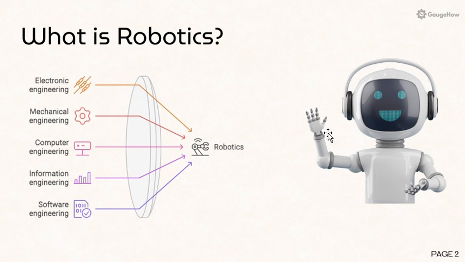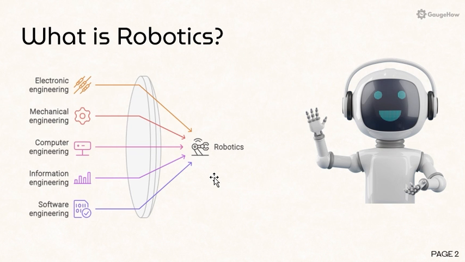You should know the basics of electronics, right? You should know the basics of mechanical engineering, computer engineering, information engineering, and software engineering. Now, basic question: why software engineering? We are here to learn robotics. Let me give you an example.